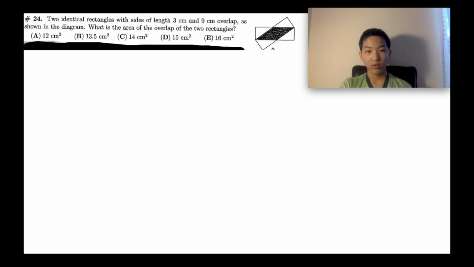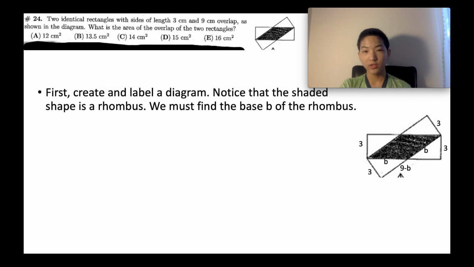Now we're on to 24. So first, we create and label a diagram. Notice that the shaded shape is a rhombus. You must find the base B of the rhombus. And then if you just want to make sure it's a rhombus, if you were to rotate this diagram a little bit, then you would have these rectangles.